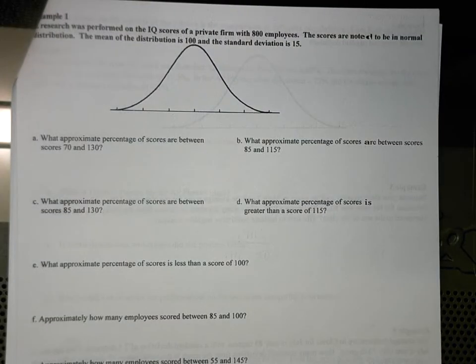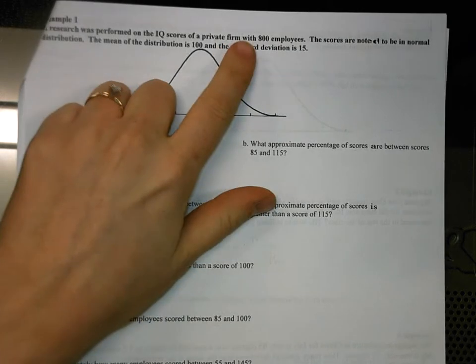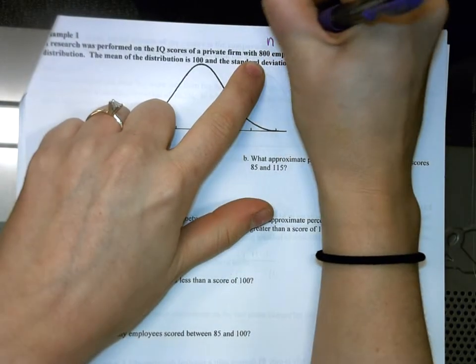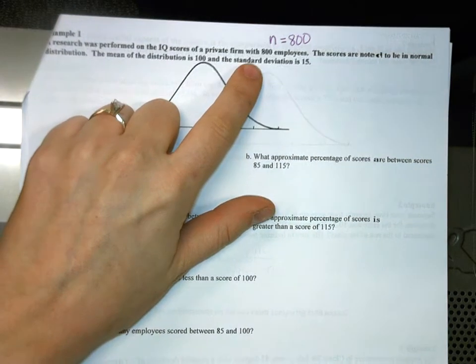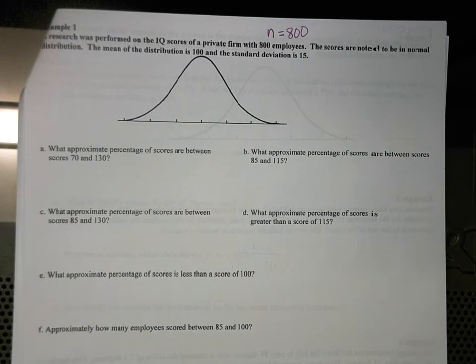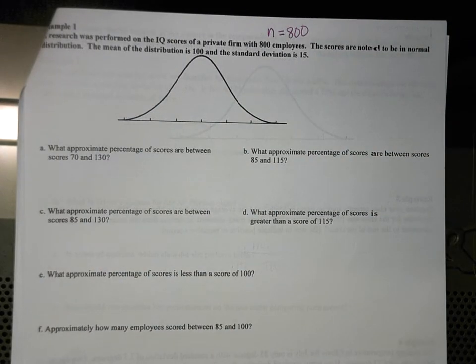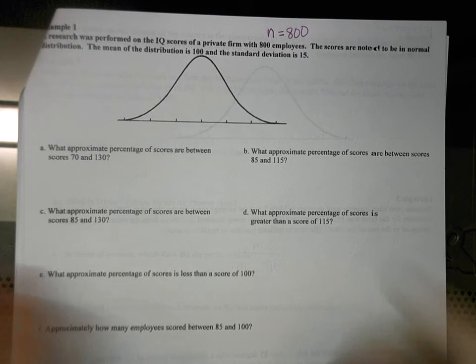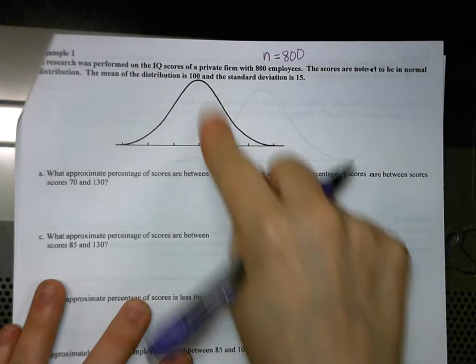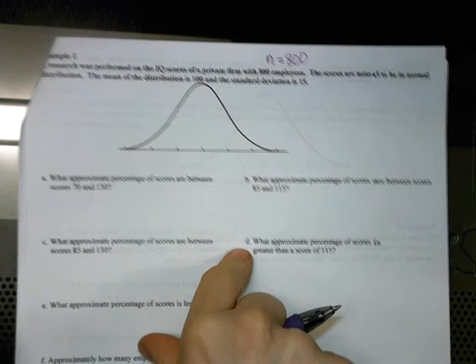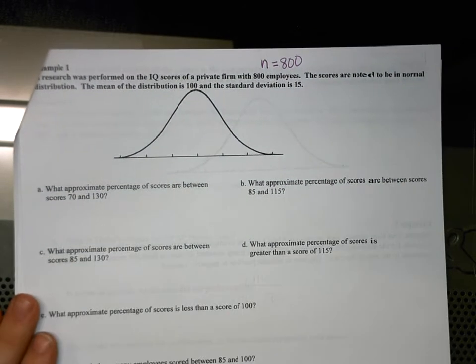Go ahead and flip to the other side. Example 1, a research was performed on the IQ scores of a private firm with 800 employees. So that's our N. Remember, N stands for the number of data that we have. In this case, it is people. Our data is different people. The scores are noted to be normal in distribution. That means our bell curve will help us to determine some answers to different questions that we have.